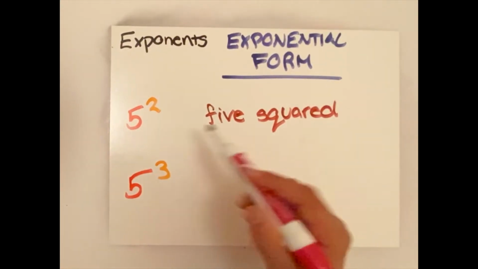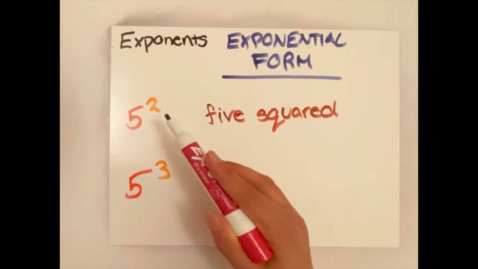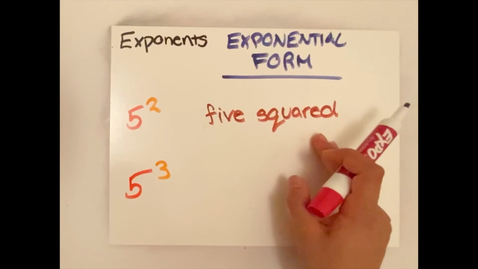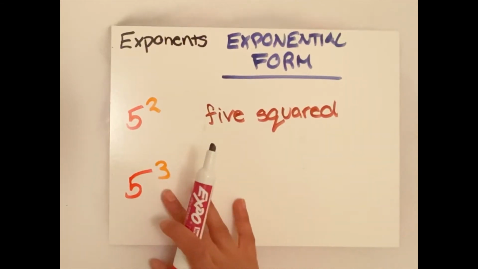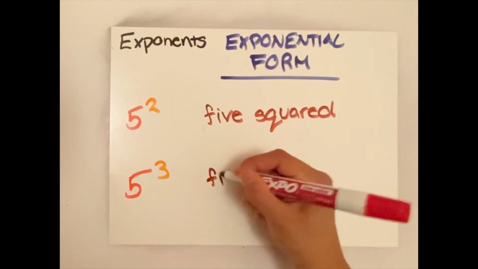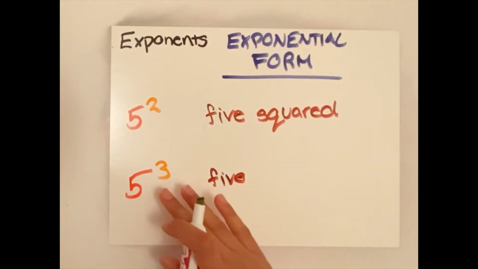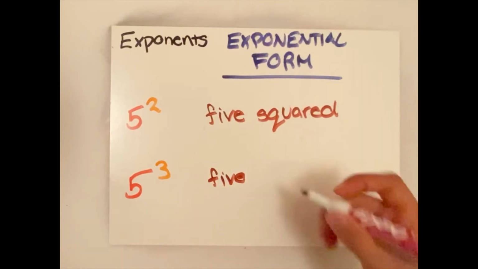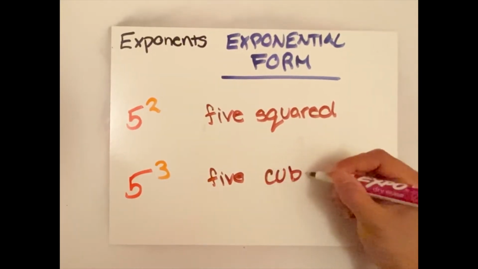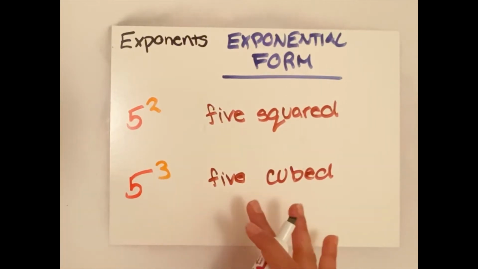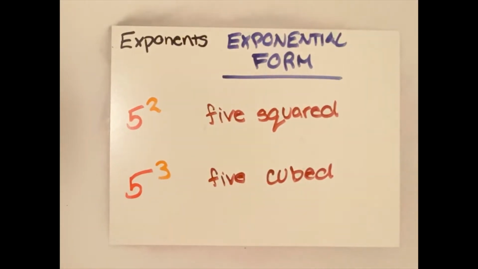Basically, we say the base, and because the exponent is 2, instead of saying to the power of 2, we can just say squared. Now, for this one, the base is also 5, but when the exponent is 3, you can say that the base is cubed. So 5 to the power of 3 is the same as saying 5 cubed.